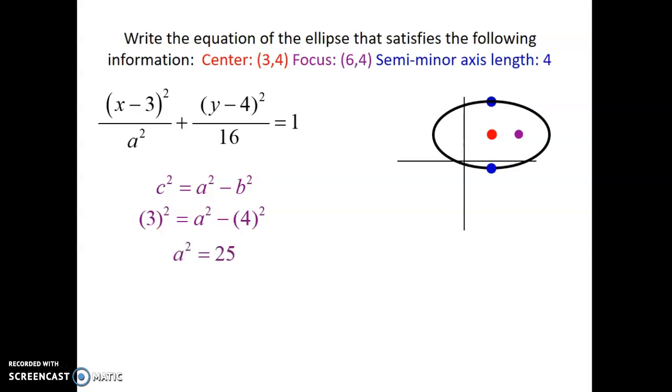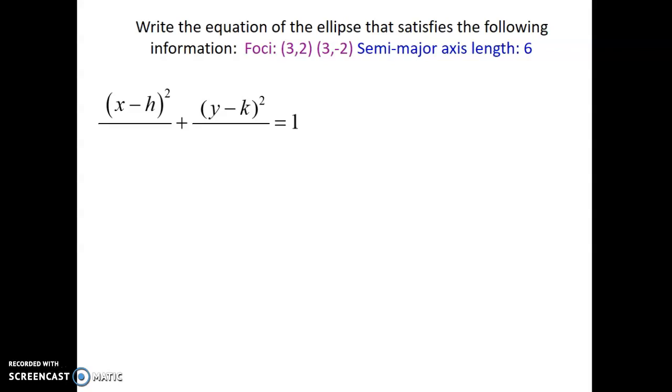We don't need to square root anything because we're actually looking for a squared. So we can put a squared into our formula, so a squared is 25. Now we have our equation all set up. We're done. Basically, draw a picture, figure out what you can put in, and figure out what you need to find out. A lot of times, if you need to find something out, it's going to be using that focal distance formula.